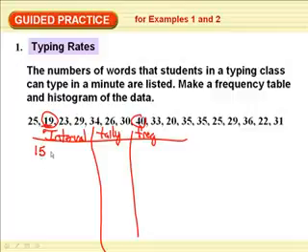15, or 15 to 20. 15, 16, 17, 18, 19, 20. So I'm tapping, I'm going 15, 16, 17, 18, 19, 20. That's 6 numbers in that interval. So 21, I need 6 numbers including 21. So 21, 22, 23, 24, 25, 26. So 21 to 26. Then the next one starts at 27, 27, 28, 29, 30, 31, 32.